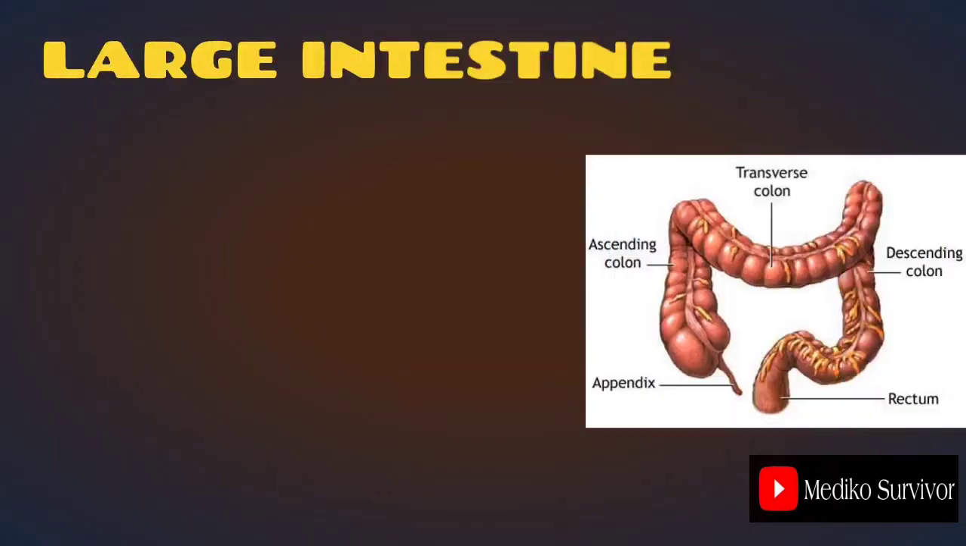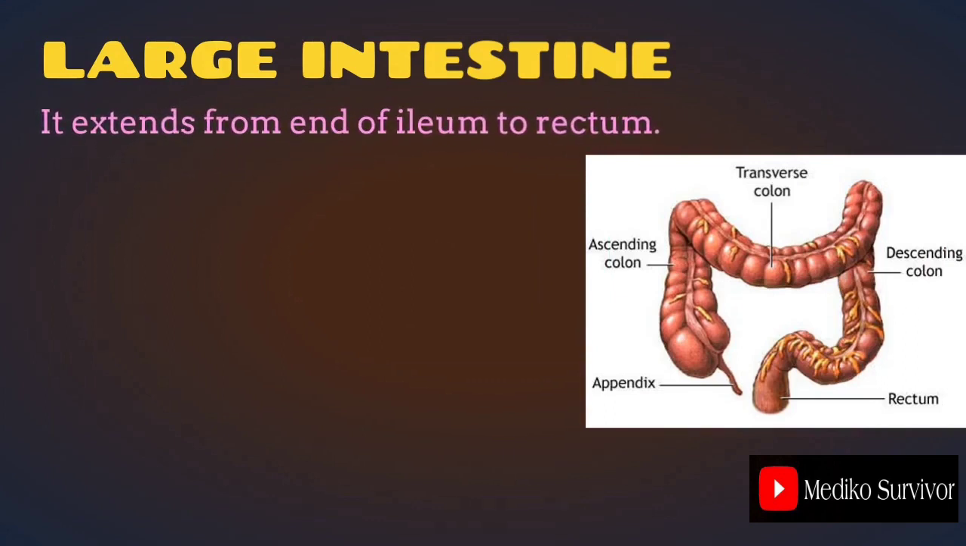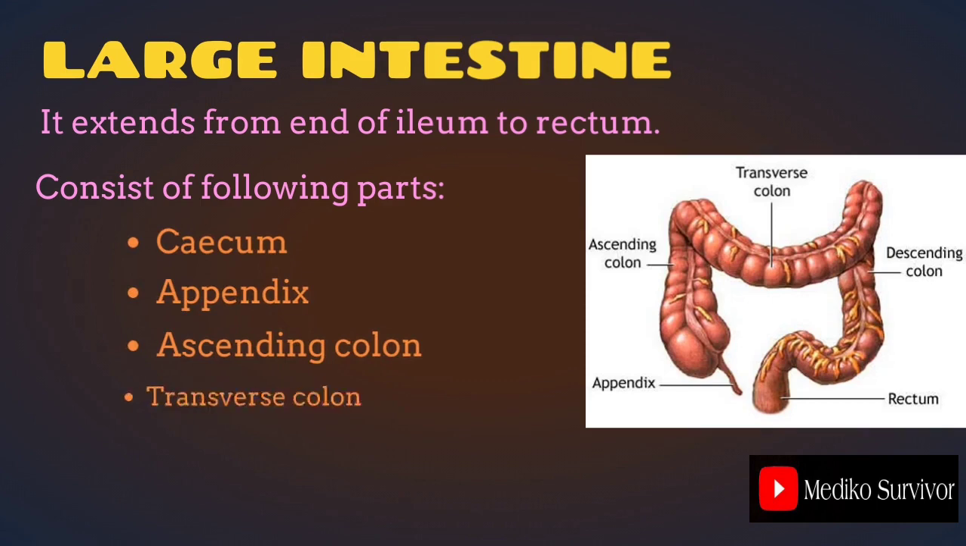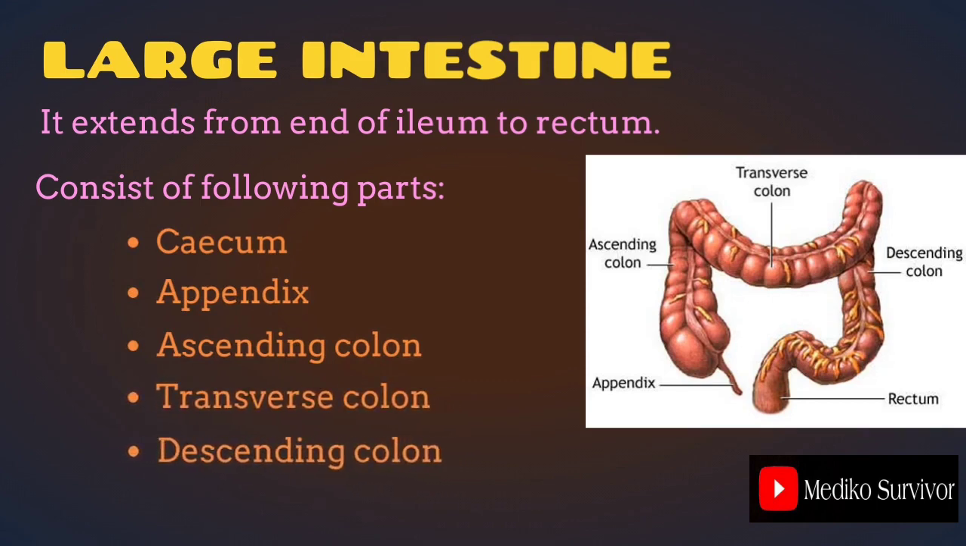Large intestine. The last part of the digestive tract. It extends from the end of the ileum to the rectum. The large intestine consists of the following parts: cecum, appendix, ascending colon, transverse colon, descending colon, sigmoid colon. Partly digested food moves through the cecum into the colon, where water, some nutrients, and electrolytes are removed.